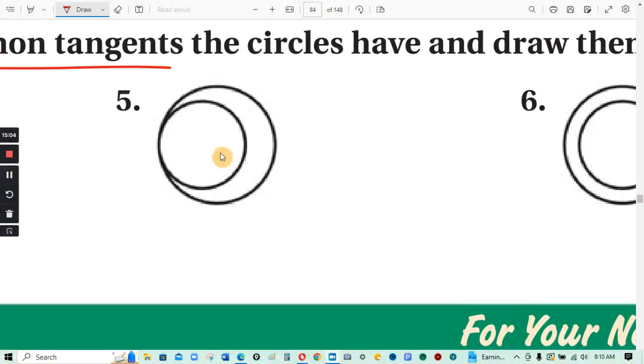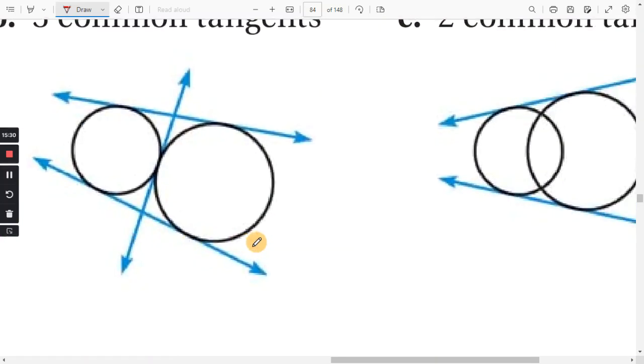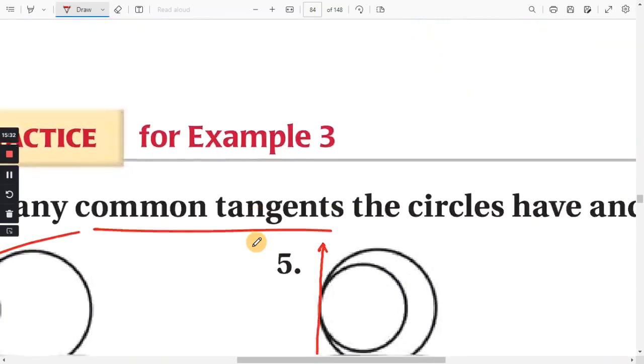All right, try number 5. Please tell how many common tangents. All right, I'm thinking this right here is the only one. Okay, can't draw anything on the top and bottom or inside the circle. It can't go inside. So I think it's just 1. Okay, there's nothing like this in the previous example. So I'm pretty sure it's just 1.